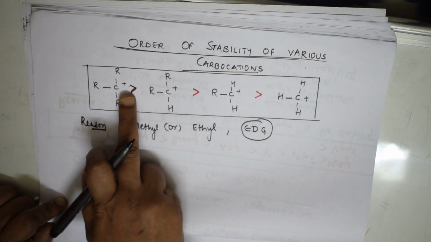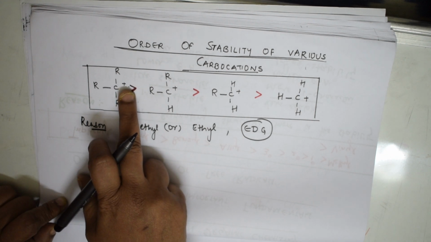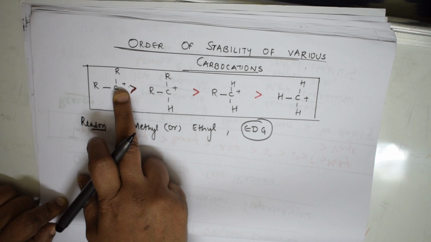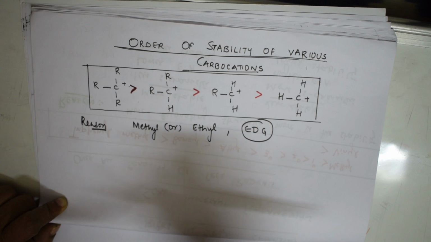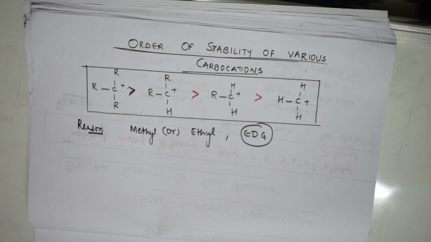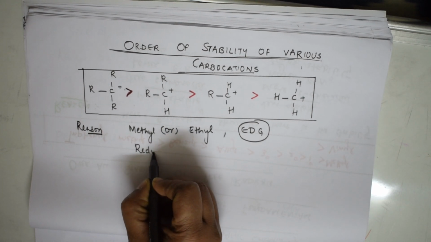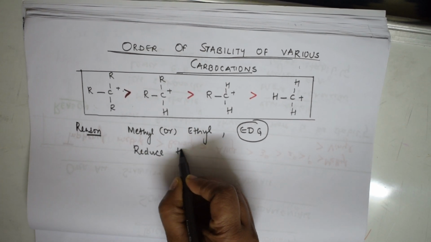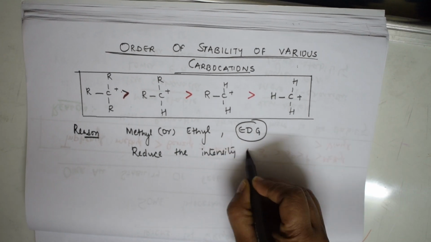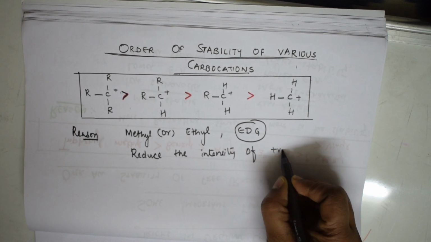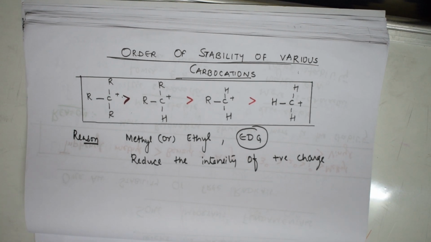What happens if they are electron donating groups? Whichever carbocation they are linked with, it will increase its stability. The carbocation is already electron deficient, and by sending electrons towards it, the intensity of the positive charge decreases, isn't it? So electron donating groups reduce the intensity of positive charge. The positive charge on the carbocation reduces in intensity, and automatically it becomes more and more stable.